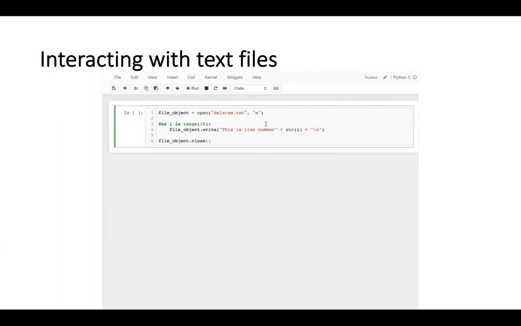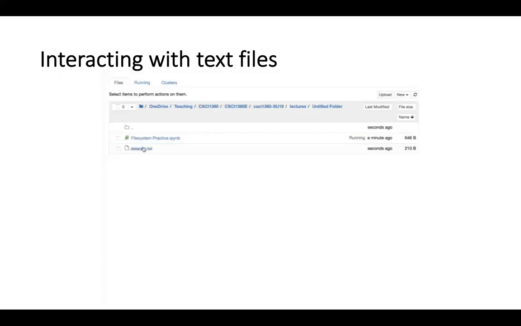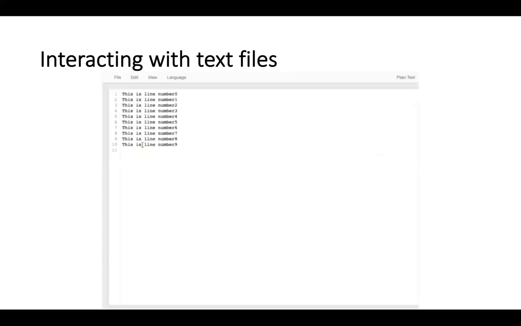So we open the file, write some data onto the file, and then we close it. Let's run this. If we go back to our file list, we see a dilaram.txt file, which did not exist before. And if we open it, you can see here are the lines that we just wrote.